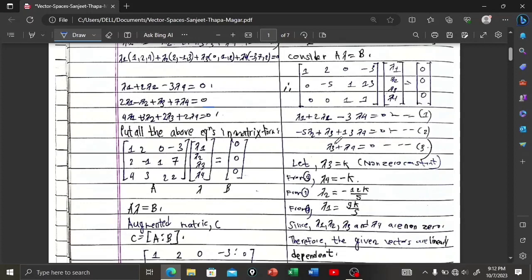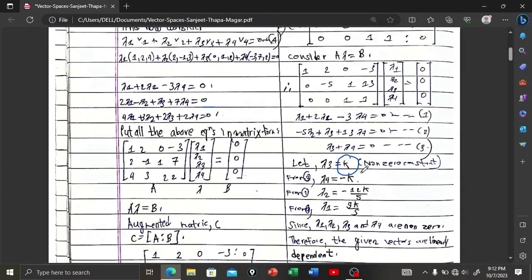Let lambda 3 be k. You can also leave it as lambda 3 or substitute any value k. If lambda 3 is k, then lambda 4 is minus k. This k is a non-zero constant. It may be anything, 1 2 3 4, but non-zero means it cannot be 0.